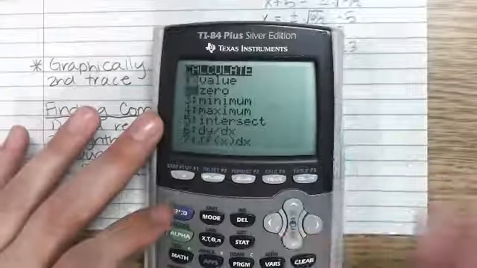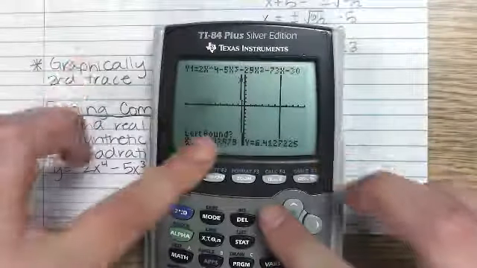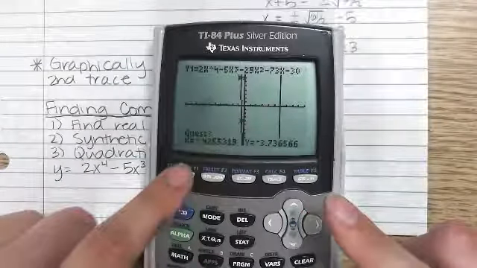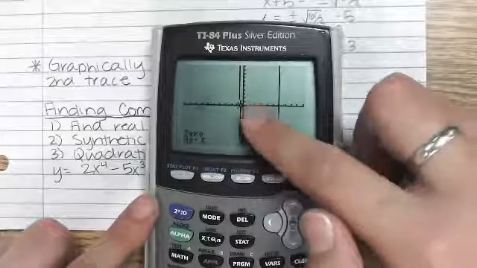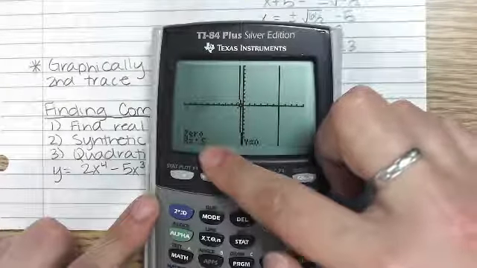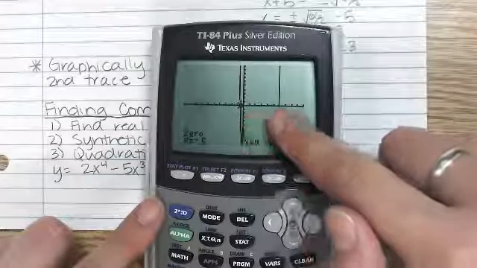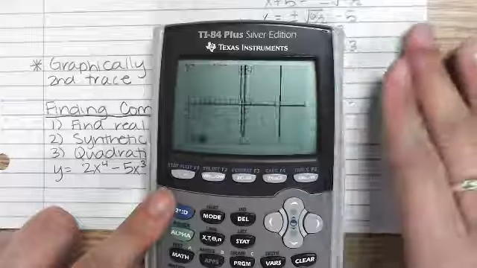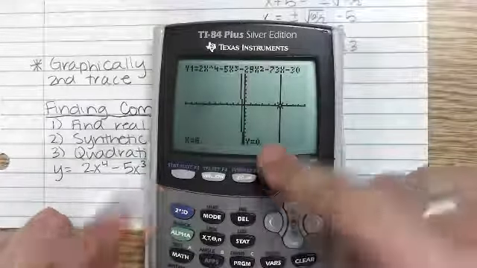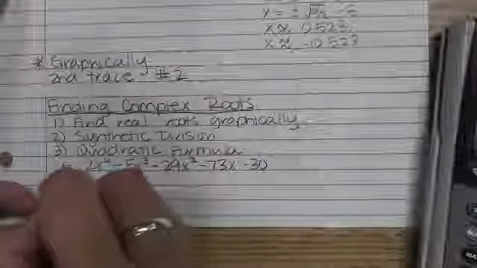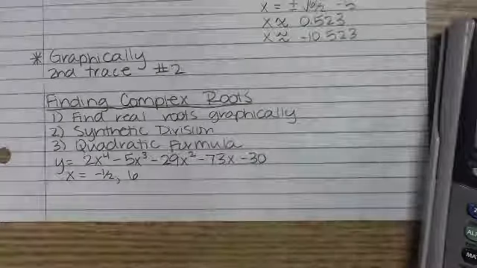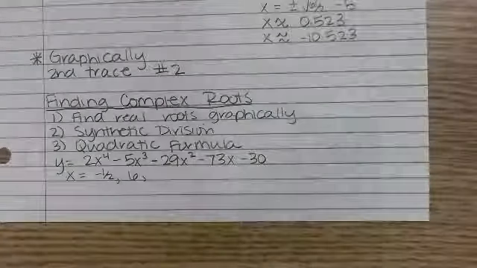If I do second trace number 2, and I'm looking for this one, I've got left bound, right bound. It's at -1/2. This one over here, it looks like it's at 6. So I'm just going to double check that it's at 6. Plugging in 6. Yes, it's at 6. So I know that my two real roots are x equals -1/2 and 6. And then I'm going to put a comma because I have a couple more that are complex.